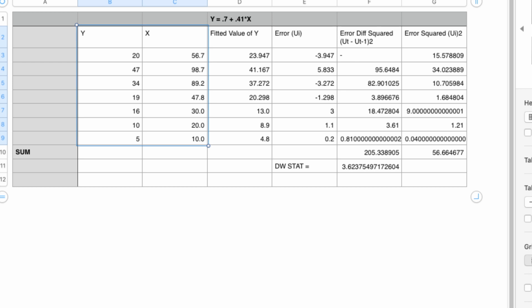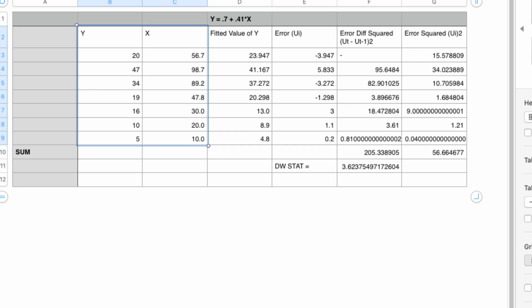Now, how do we calculate the error? We are already familiar with how to calculate the error. Essentially, you just have to subtract these two terms, the actual y and the fitted value of y. If we subtract 20 minus 23.94, we get minus 3.94. Similarly, for the second term, the third term, and all the different terms, we get these error terms. The 5.83 we get by subtracting 47 minus 41.167, and so forth. So this way we get all the error terms.